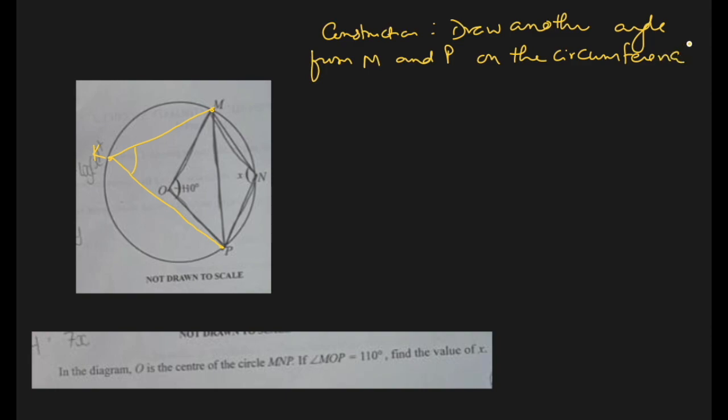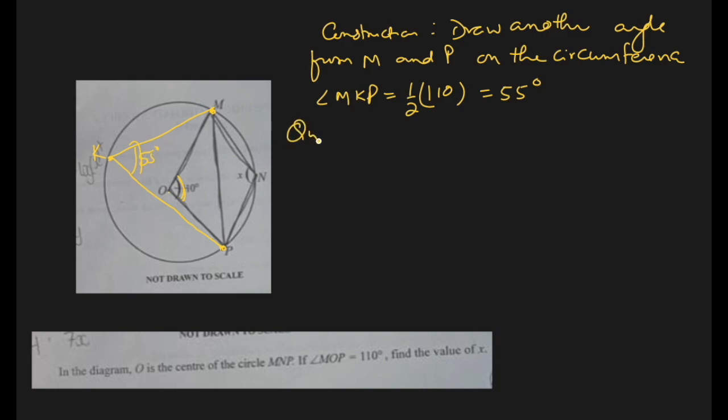Okay. So angle MKP, this angle will be half of 110. Yes or no? Because from the same chord, if we subtend an angle on the center, it is always double of the angle if we subtend on the circumference anywhere, which is 55 degrees. This angle is 55 degrees.